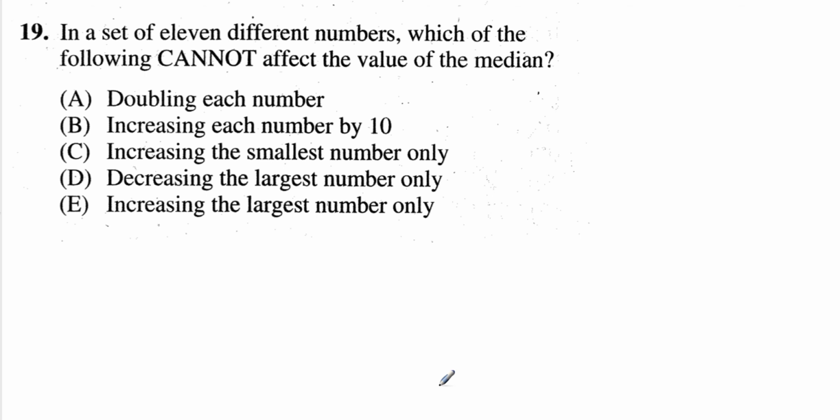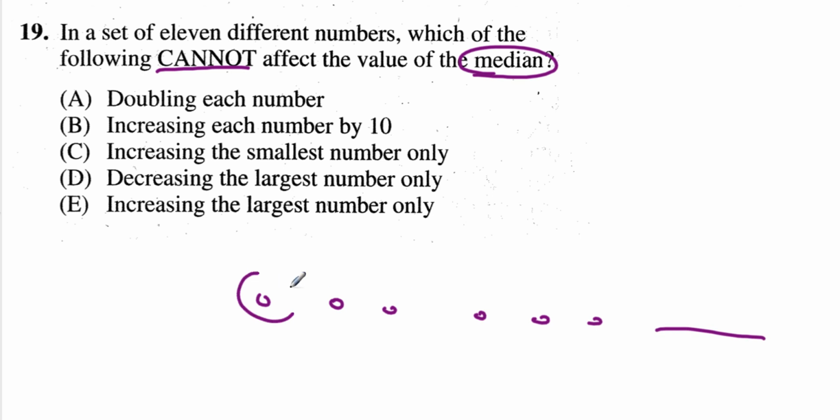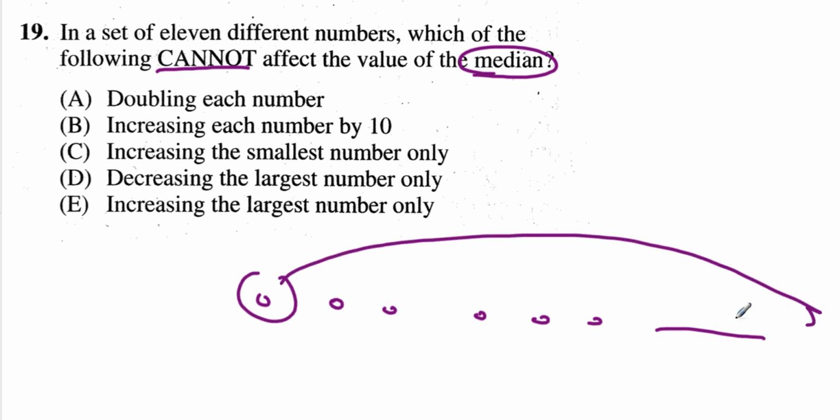Now, number 19. In a set of 11 different numbers, which of the following cannot affect the value of the median? Median is the middle number. So if you double each number, then even the median will be affected. Increasing each number by 10, the median will also be affected by 10. Increase the smallest number only. So if I have the smallest number, what if that becomes the biggest number? Then my middle number will no longer be the middle number. So it can be impacted.